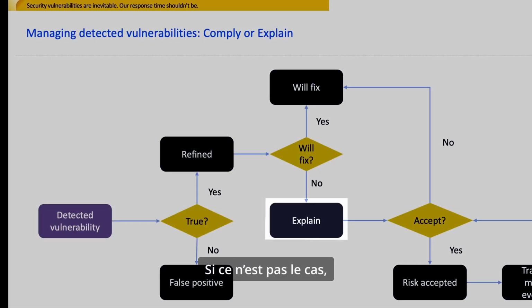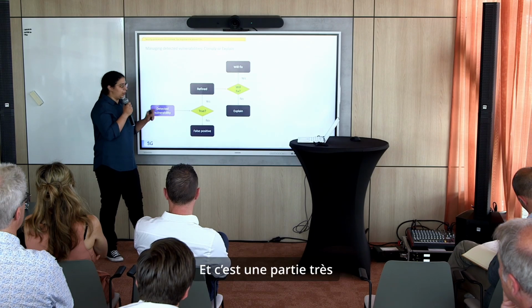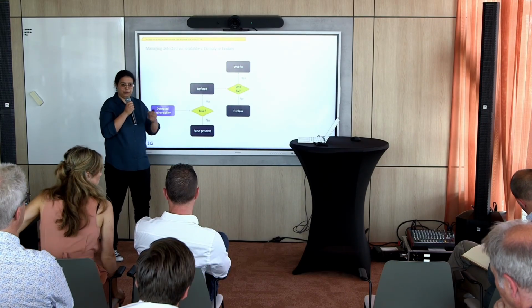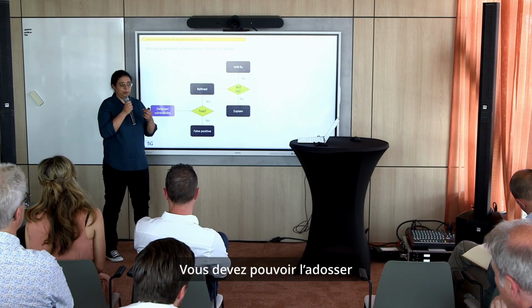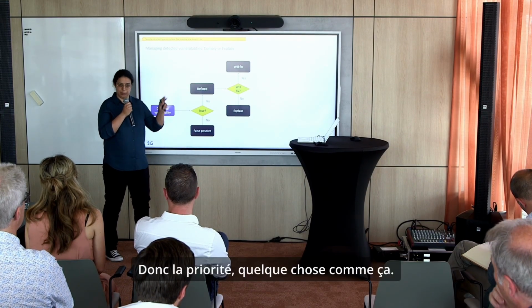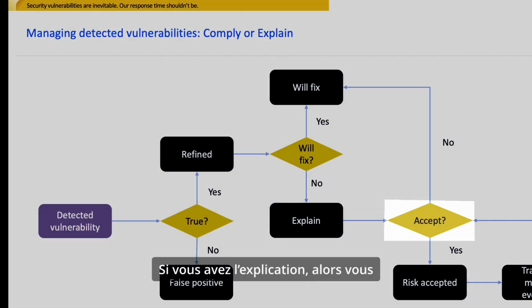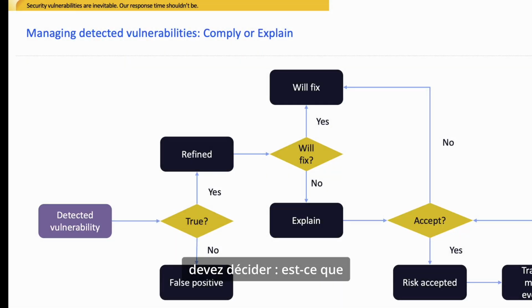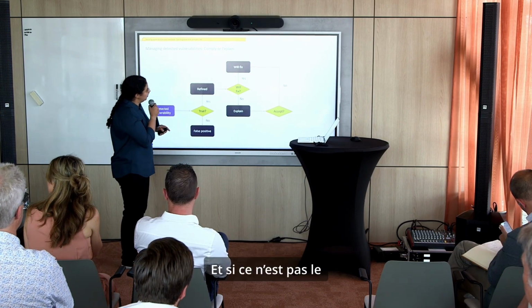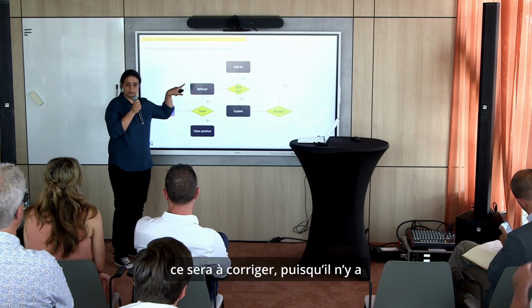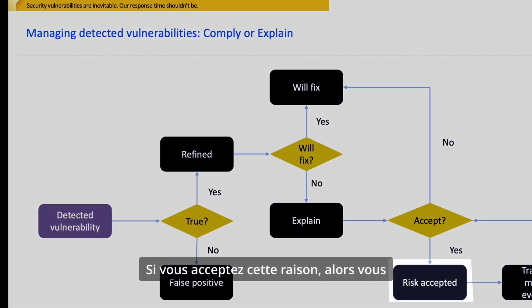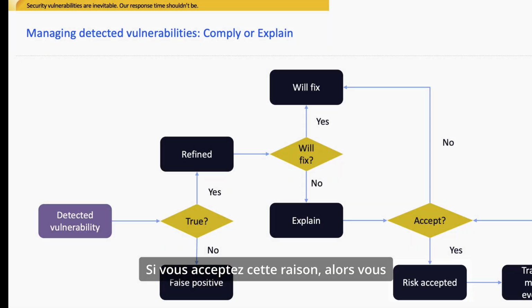If that's not the case, you have to explain why. And that's a very important part of this process. If you don't fix a certain aspect, you have to have a good reason for it. You have to be able to tie it into your governance model, because it's not defined there, it's not a priority, something like that, right? If you have the explanation, then you have to decide, do I accept this explanation, yes or no? And if that's not the case, you're automatically going to fix it, because there's no acceptable reason to not fix it. If you do accept that reason, then you're going to risk accept it.